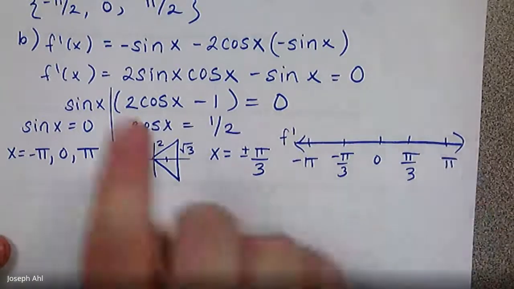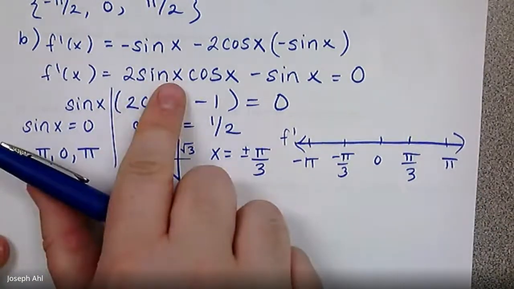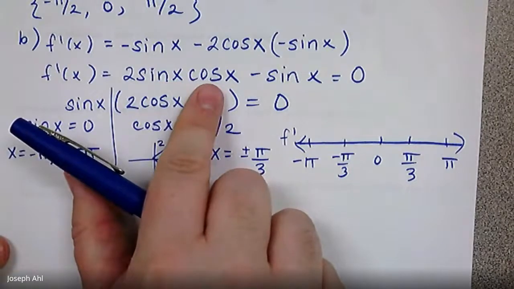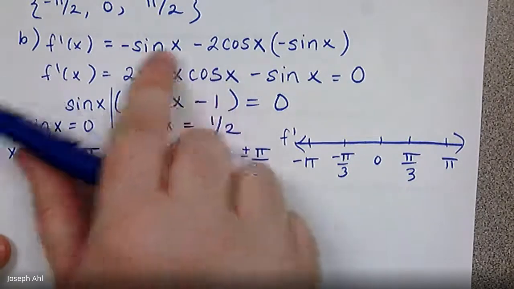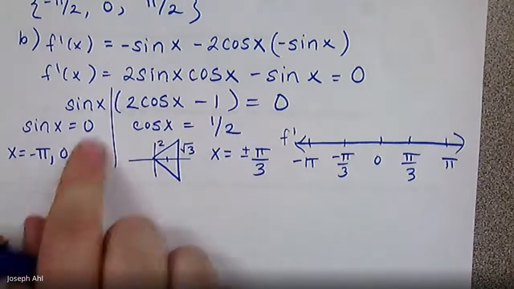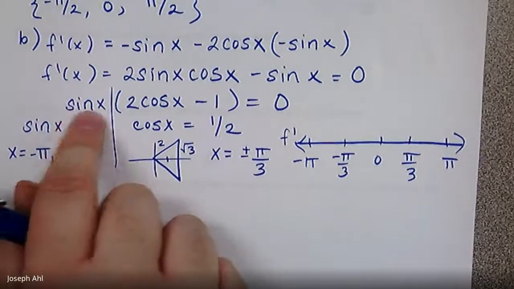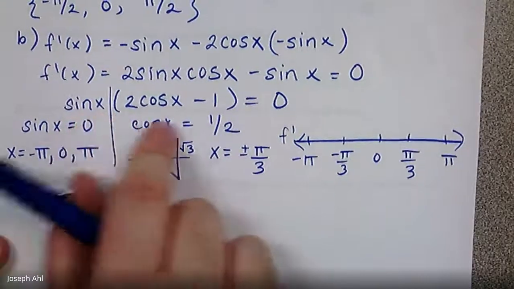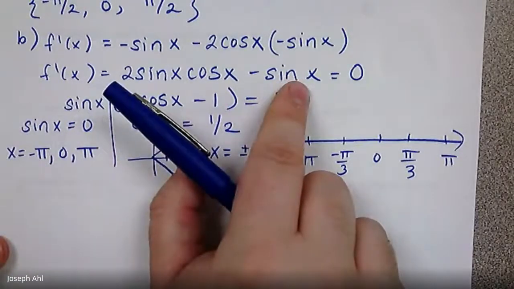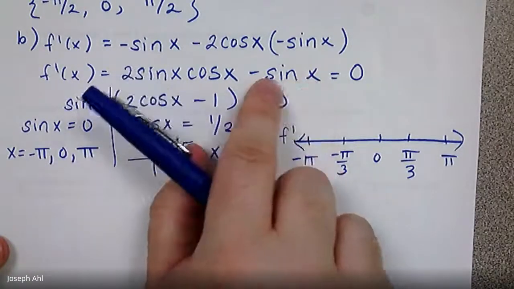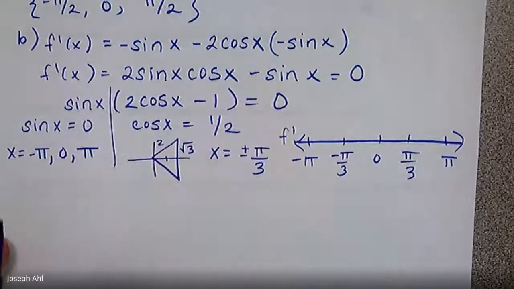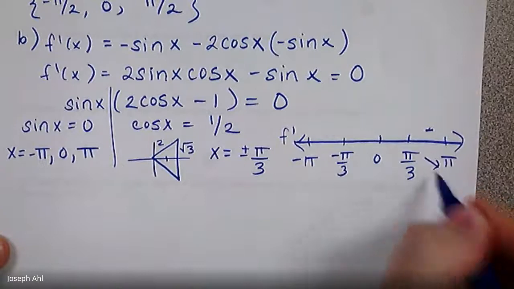So just as a quick example, if I choose pi over 2, sine of pi over 2 is 1, but cos of pi over 2 is 0. So all of a sudden that becomes 0 altogether. And by the way, you can also use this factored form as well, right? And then minus sine of pi over 2, well, sine of pi over 2 we said was 1, but it gets negated. So between pi over 3 and pi, we get that that's negative. So we know we're decreasing here.